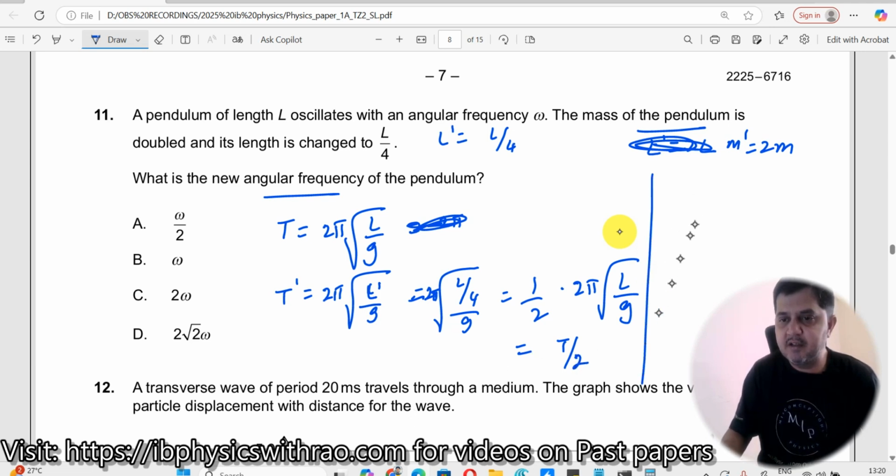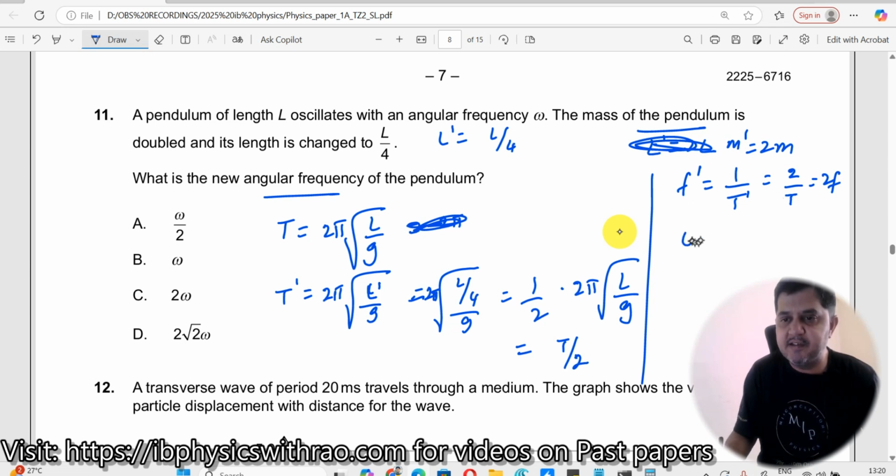So now if I take frequency, as I know, f dash is equal to 1 by T dash, which is equal to 2 by T, which is equal to 2 times f. Because 1 by T was f. So what has happened? The linear frequency is doubled.